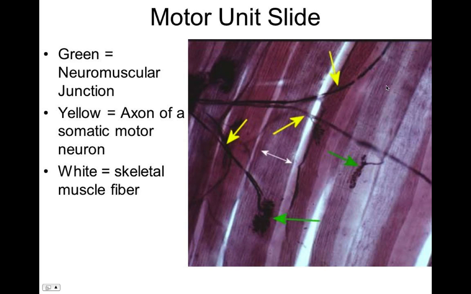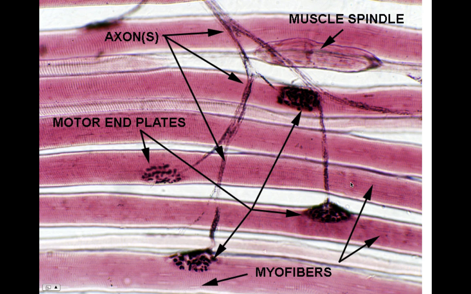Here we have another picture. The green is showing you the neuromuscular junction. The yellows are the axons. They are carrying the electrical impulse down to the muscle fibers. And the white is showing you a skeletal muscle fiber. So you will notice they are calling these neuromuscular junctions. Now some places are going to call them motor end plates.